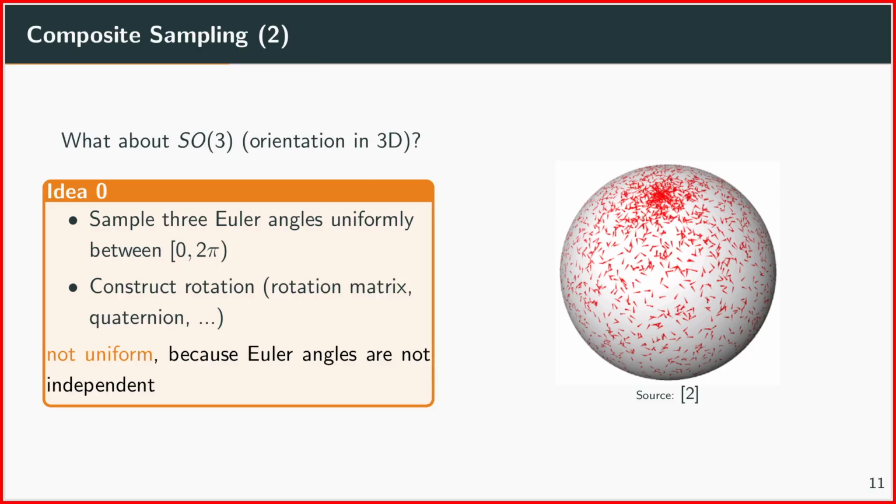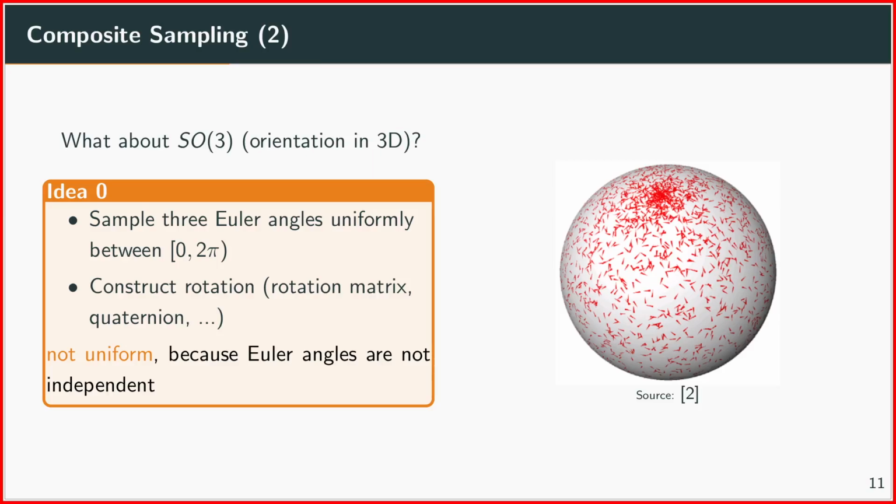SO3, if you remember from the second lecture, is basically the orientation of a rigid body in 3D space. One way to represent this is by using Euler angles. If you want to sample that, one idea you might have is to sample Euler angles uniformly between 0 and 2 pi, construct a rotation matrix, and then use that to sample orientations.